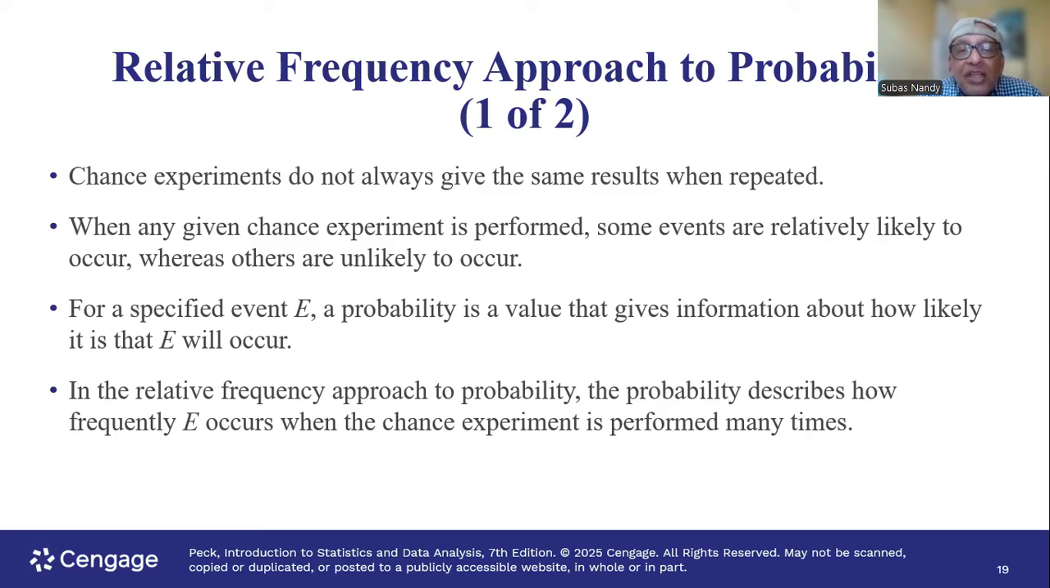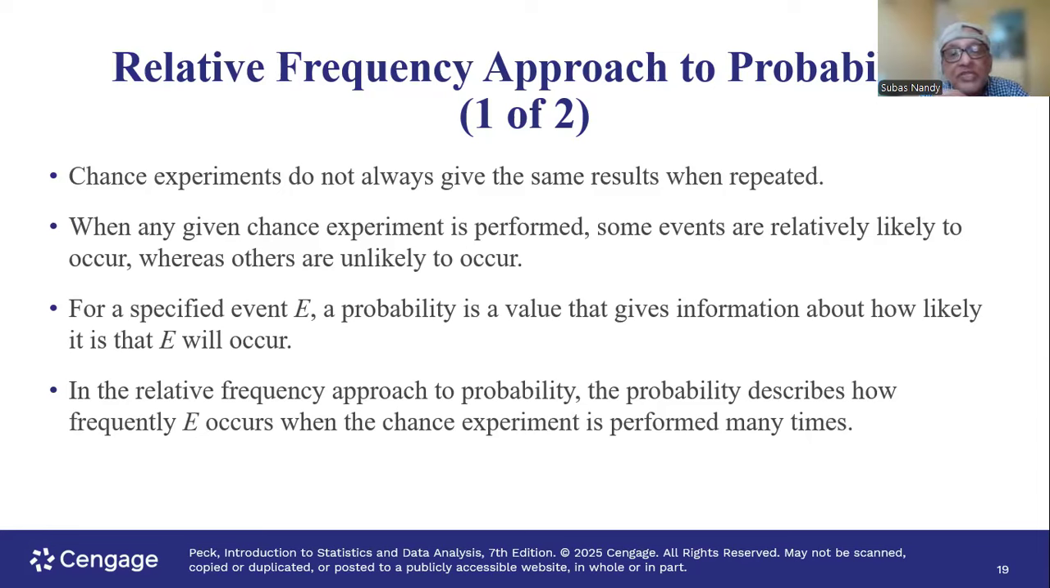When any given chance experiment is performed, some events are relatively likely to occur, whereas others are unlikely to occur. For a specified event E, the probability is a value that gives information about how likely it is that E will occur. So basically they're saying the probability of an event E gives you a percentage or chance of that event happening. Sometimes it is expressed in decimals.